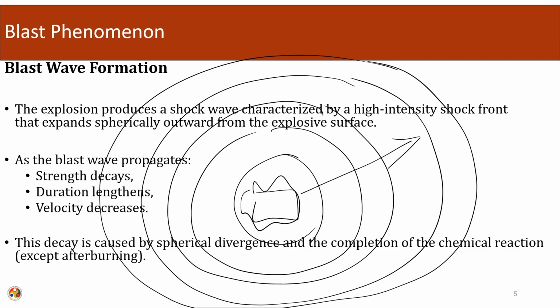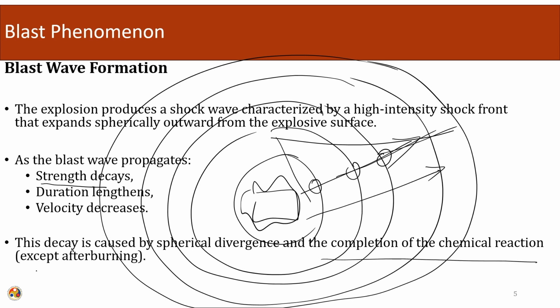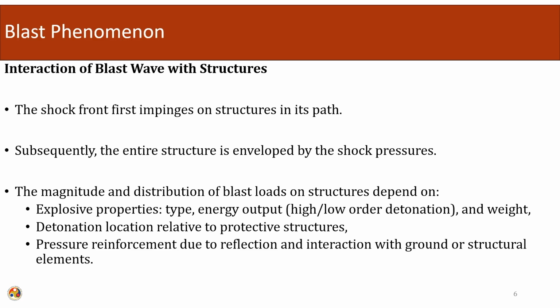As the blast wave propagates, there will be a decay in the strength. So, here if we try to measure, there will be a gradual decay in the strength. The duration will also lengthen and the propagation velocity will decrease. This decay is caused by spherical divergence and the completion of the chemical reaction, except after burning, whatever the chemical reaction is, that is completing very fast. So, the blast wave will deteriorate.